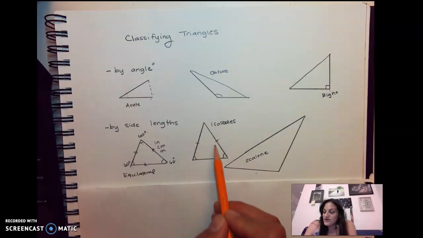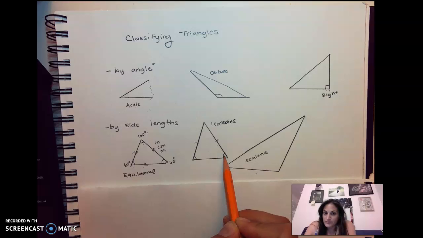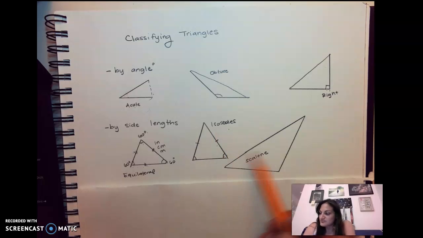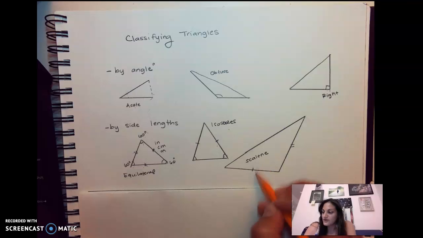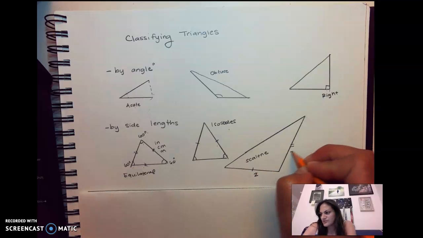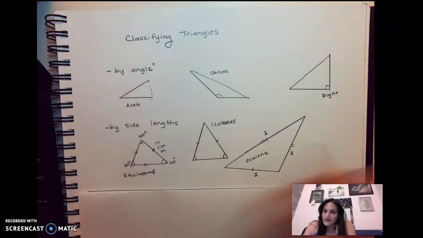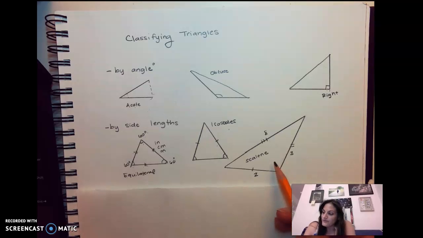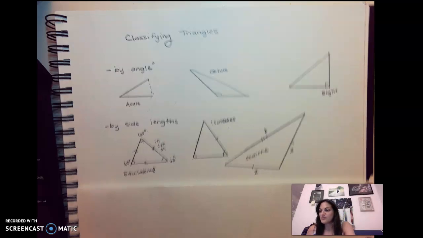If 2 of the sides are equal, and by the way, it means that the 2 angles associated with them are equal. We don't necessarily know what they are, but that is called an isosceles triangle. And if none of the sides are equal to each other, maybe this one is 2 centimeters, this one's 3 centimeters, and this one is 8 centimeters, it means that it's a scalene triangle. It also means that none of the angles are equal either. So, this is going to lead right into the next part of the video.